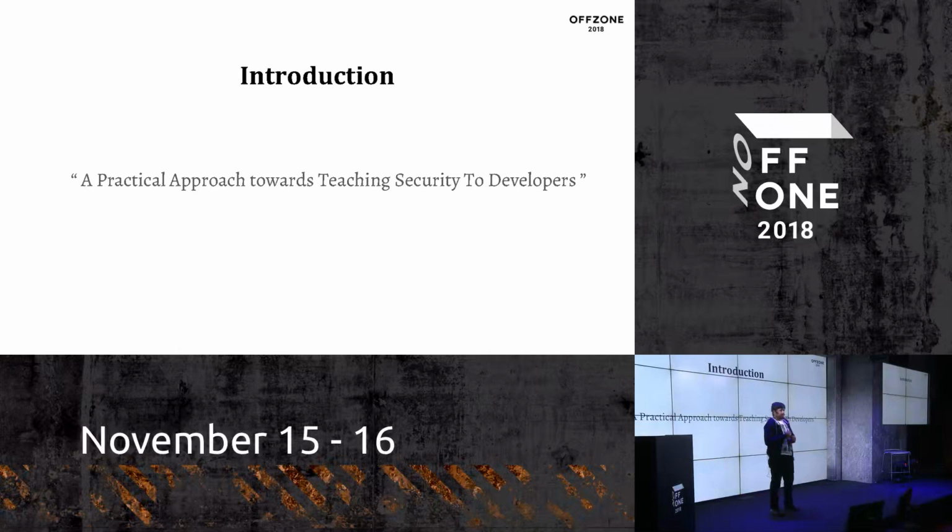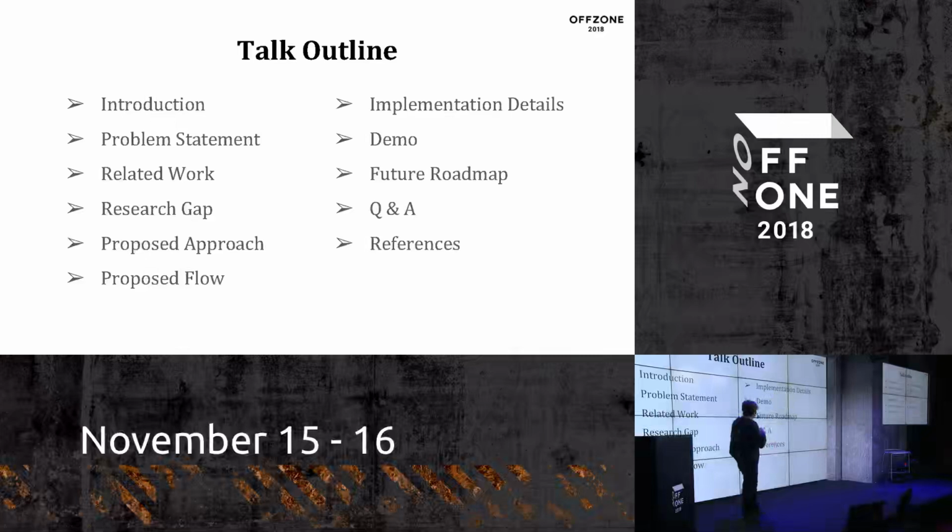So before going into the program, let me show you the outline of the program. So this is the outline. We'll be talking about the problem statement, and we will show what related work has already happened, and we will show you the research gap, what is currently missing, and we will show a new approach that we have introduced, and we'll talk about implementation details in depth, and there will be a couple of demos to show how we are doing things, and we'll talk about the roadmap and Q&As.